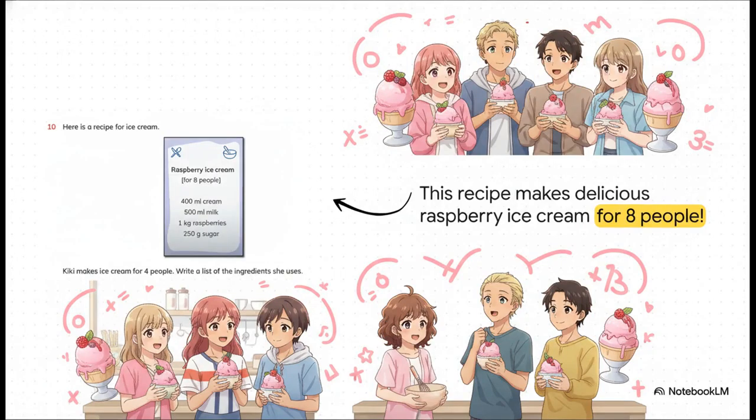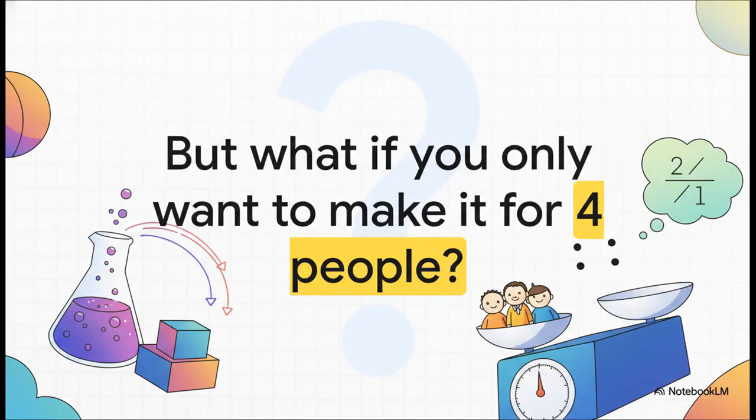Okay, so let's start with something delicious. Just look at this, a recipe for raspberry ice cream. شكلها يهنن. Now pay close attention to the important detail here. This recipe, exactly as it's written, makes enough for 8 people. بتكفي 8 أشخاص.